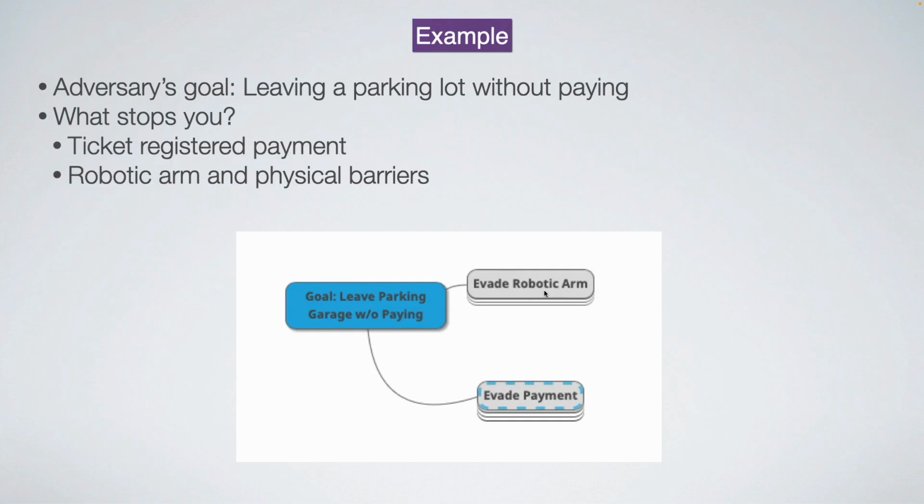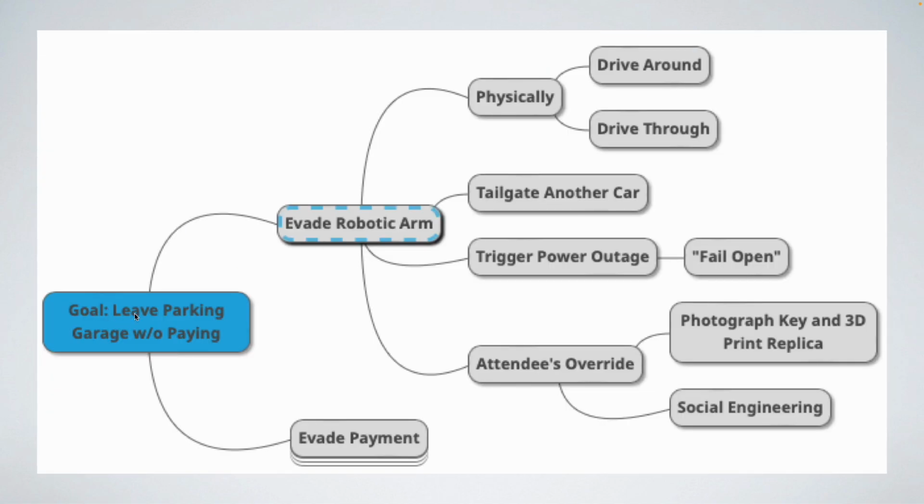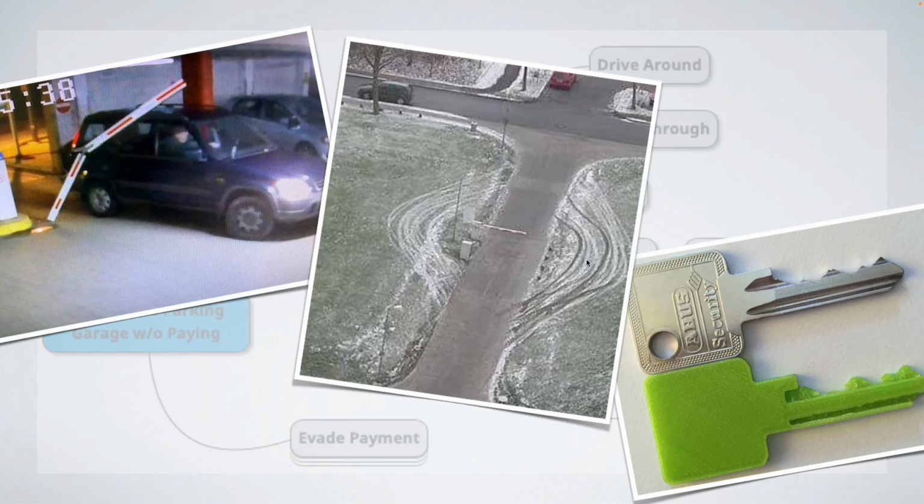Okay, so let's start with the evade robotic arm. So our goal is to leave the parking garage without pain. We're going to evade the robotic arm. Then we can think about, well, how can we get around this robotic arm? Okay, so one thing is physically we could just drive through it. So that was mentioned. You could also drive around it. So here's a picture of someone who just drove through, right?